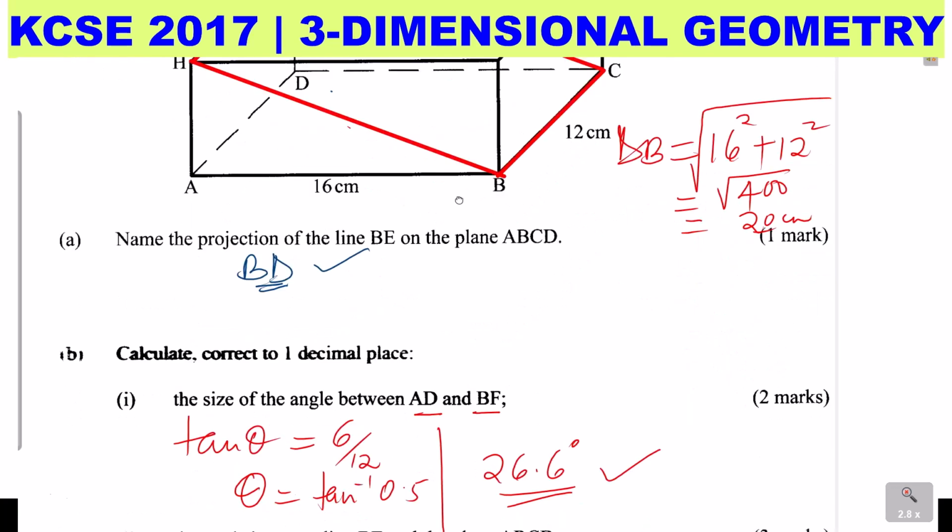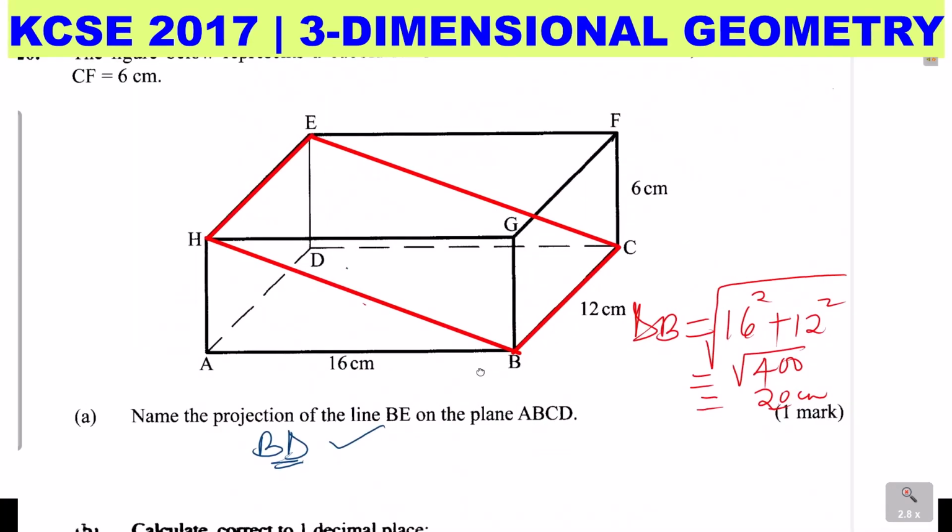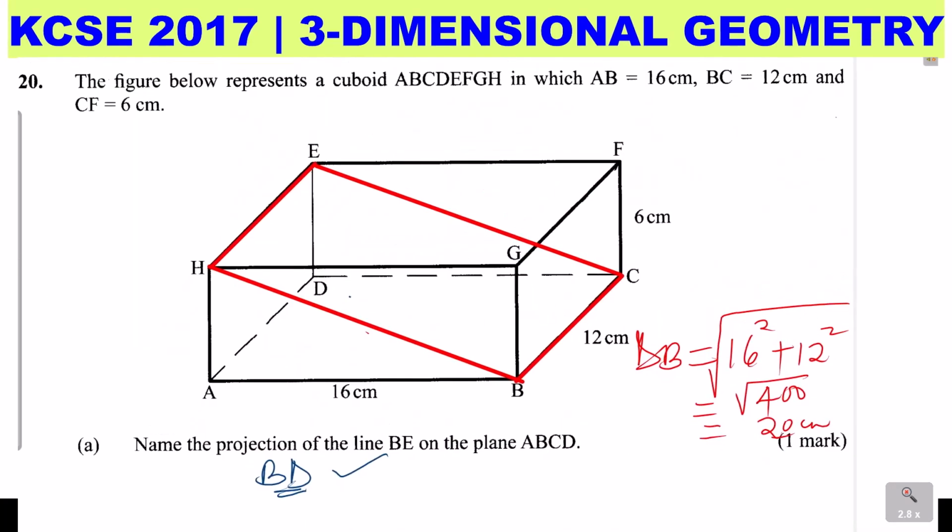And the other plane is BCFG. Here it is. So we're supposed to get the angle between those two planes.